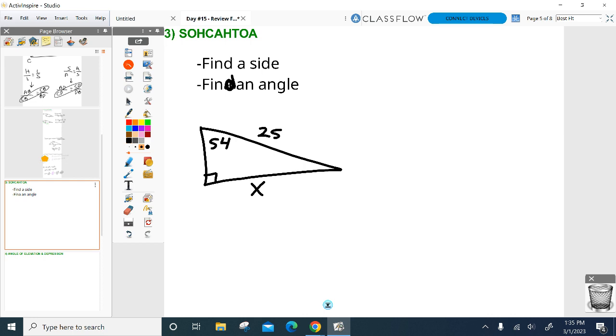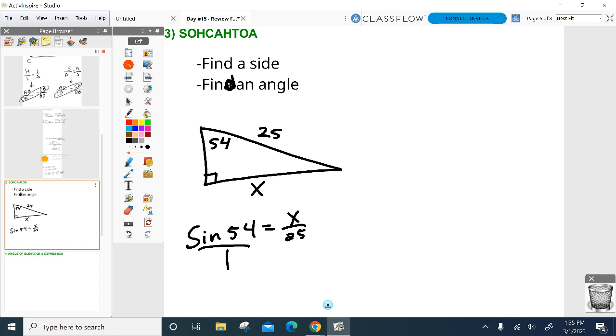Okay, how are we going to find x? That's a right triangle, right? So that's a good start. What is x to the 54? Opposite. How about the 25? Hypotenuse. So I have opposite and hypotenuse. I can use sine. Yep, so I would go sine 54 equals opposite over hypotenuse, and cross multiply.